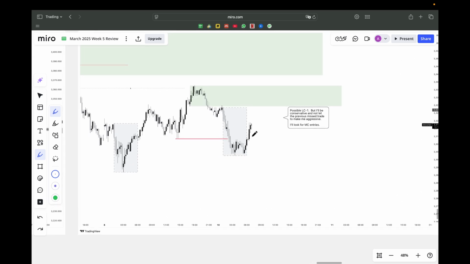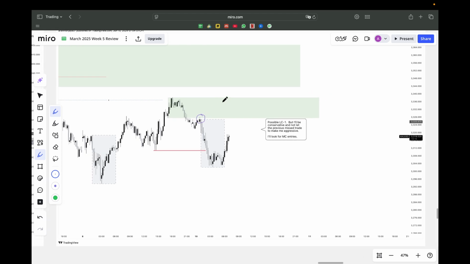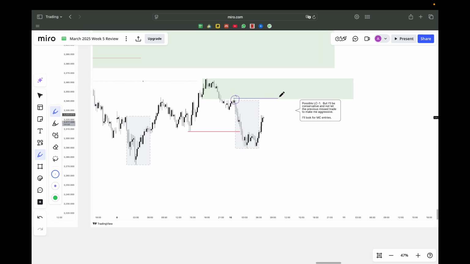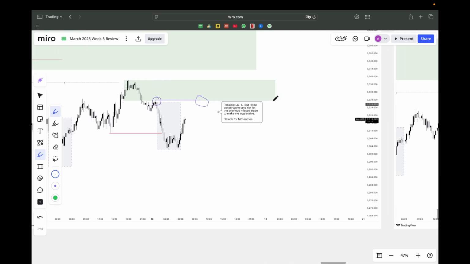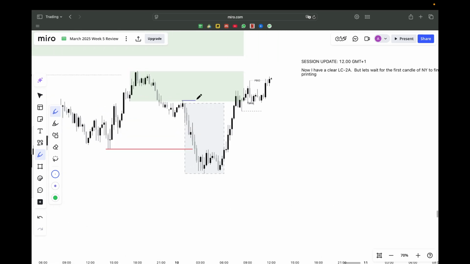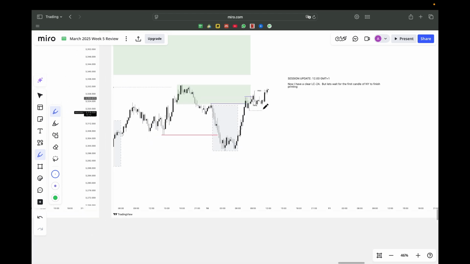So this is M15, and there was a possible LC1, but I was not interested in LC1s because this POI was formed yesterday. So I'm waiting for a confirmation entry or LC2X models. So this is the first time that there is an LC1. You could have been tagged in. Let me see. Yeah. If you had stuck with the LC1, you would have been tagged in and got tagged out instantly.